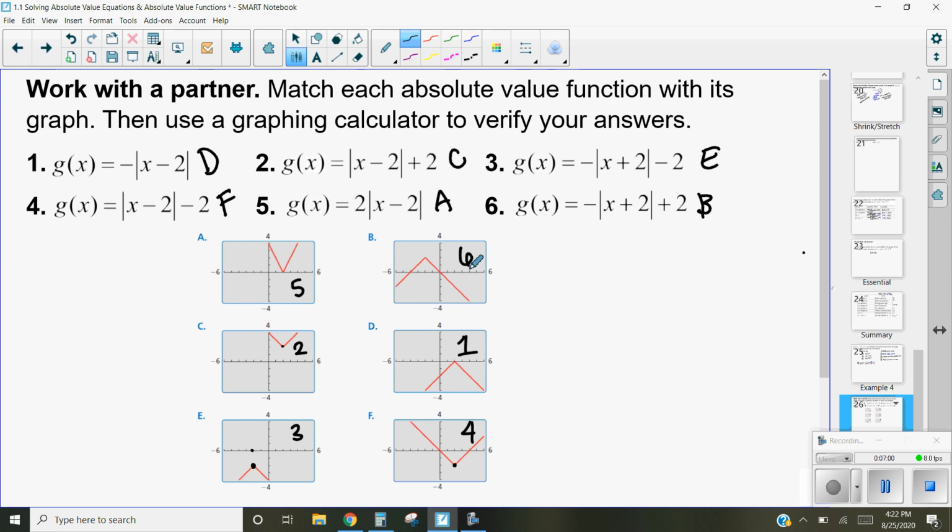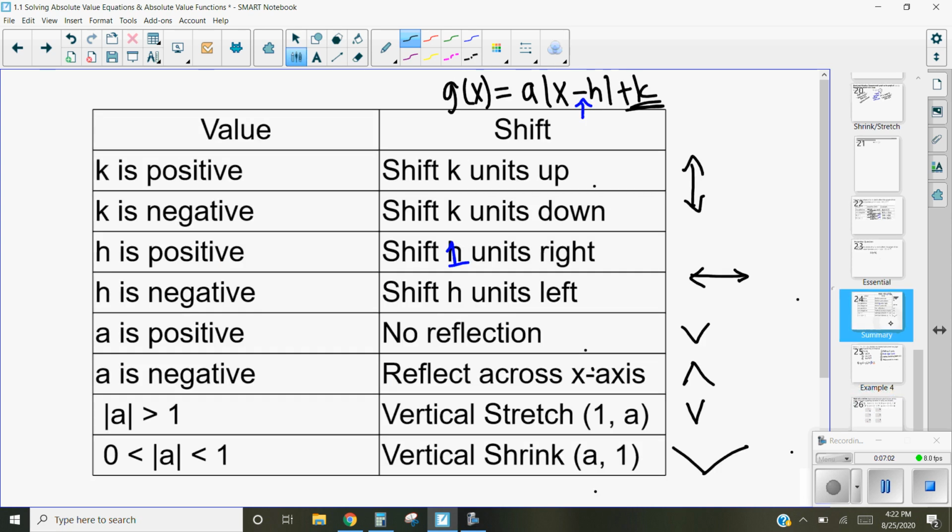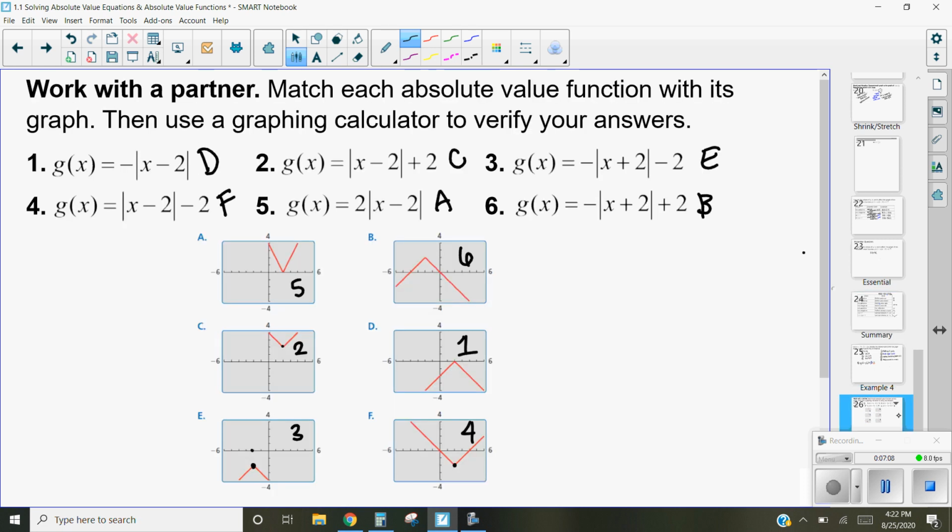So now you can kind of see how those different values, that K, H, and A, affect these different functions. Based on this, we can determine, given whatever A, H, and K is happening, where it's going to go. Another quick reminder is that this is vertex form. So remember, the vertex of our function is going to be at (H, K).